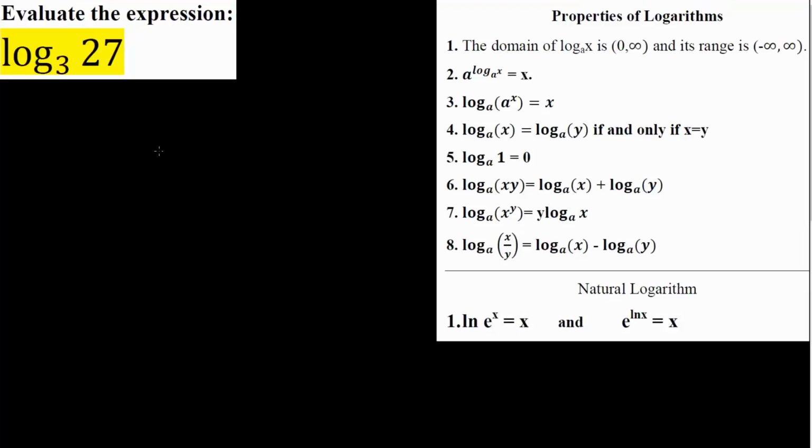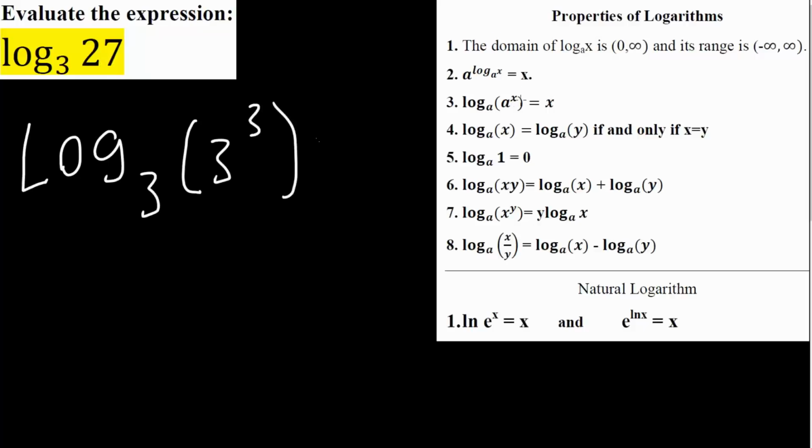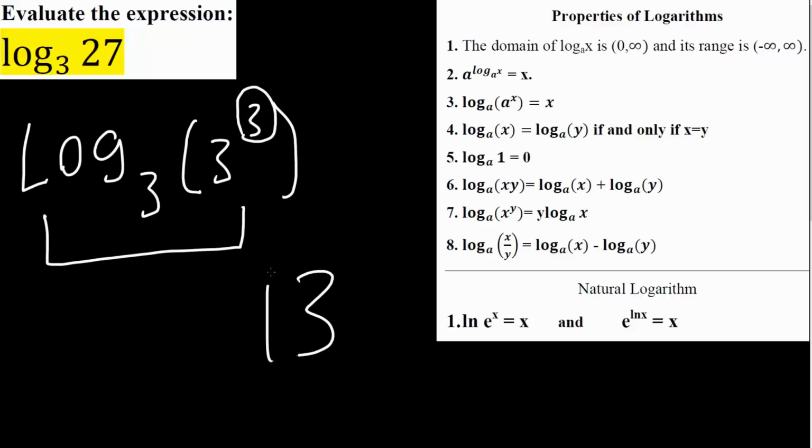We want to evaluate this expression, and to the right are the properties of logarithms. For this problem, the way we solve it is by rearranging. So we say log base 3, instead of 27, we say 3 cubed. We do that because of this rule right here. If we have log base a of a raised to x, the answer would just be x. In our case, log base a like this is this part right here, and so the answer would simply be 3. So the answer is 3.